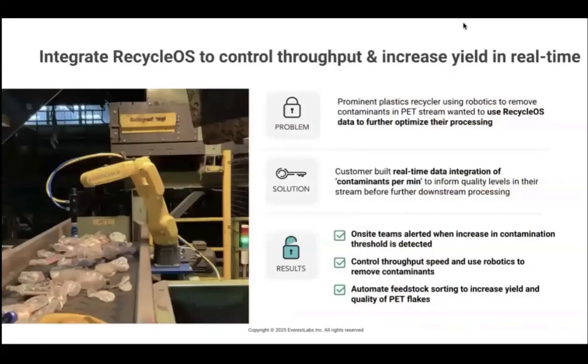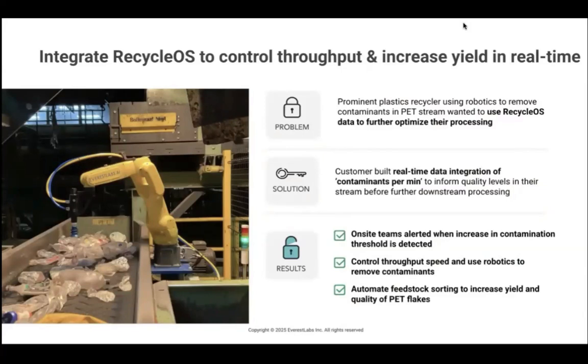Alrighty, last but not at all least, integrating Recycle OS to control throughput and yield. This case study is not about a MRF, but actually a plastics recycler. So they're running nearly 24/7, processing primarily PET. And they were already using our robotics on their PET QC lines. One robot was installed on their clear PET QC to remove any contaminants or any colored PET. And kind of inversely, another robot was installed on their green PET line to also remove contaminants.